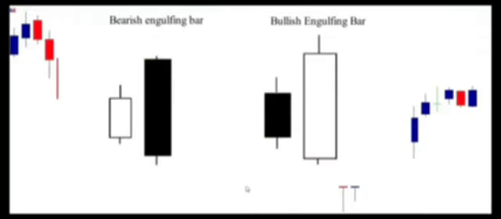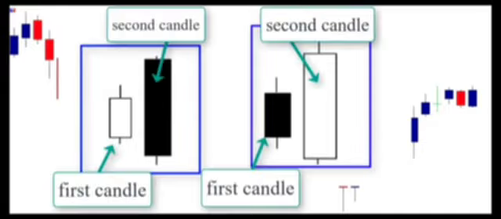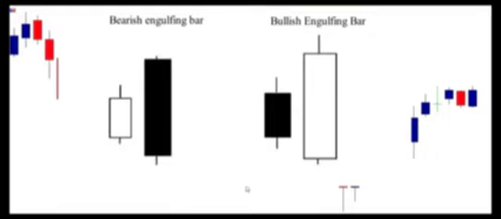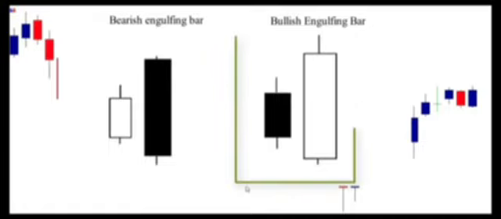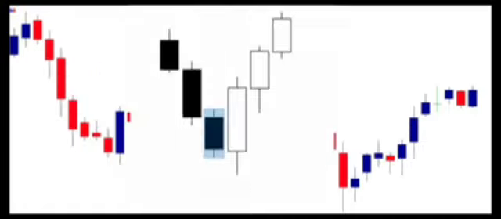The next candlestick pattern is the engulfing bar. The engulfing bar is formed by two candles. This pattern has a pretty easy to recognize structure. It consists of two candles. The first candle is totally engulfed by the next candle. In fact, there are two types of engulfing bars. Bullish engulfing bar, as you can see here, and bearish engulfing bar, as you can see here.